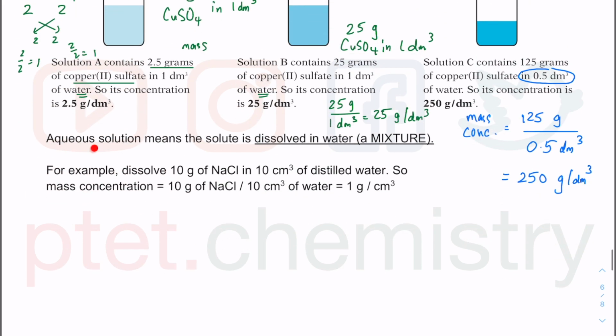Okay, so aqueous solution. Aqueous, basically we represent it as aq. Aqueous means the solute is dissolved in water. Therefore, we are talking about a mixture and not a pure substance.